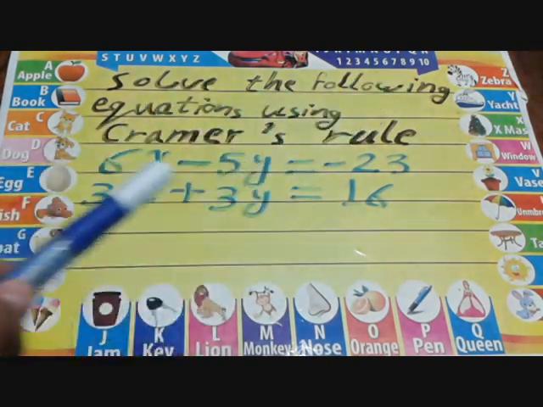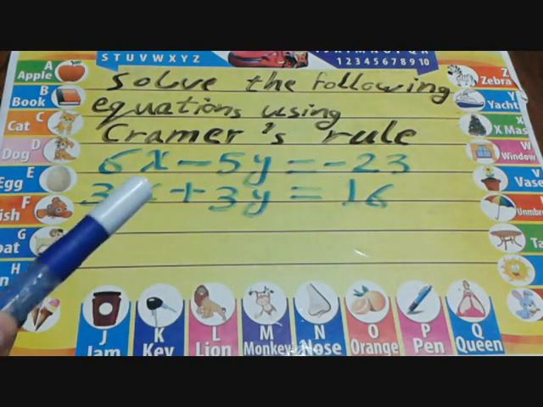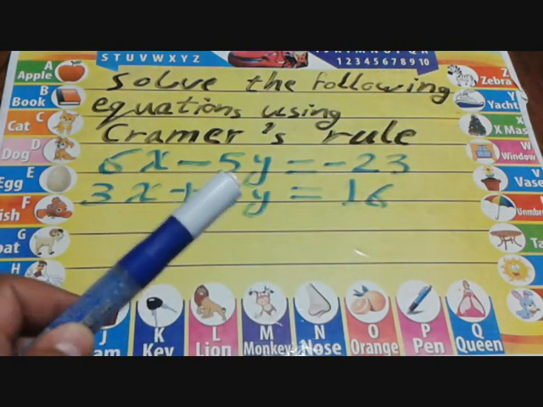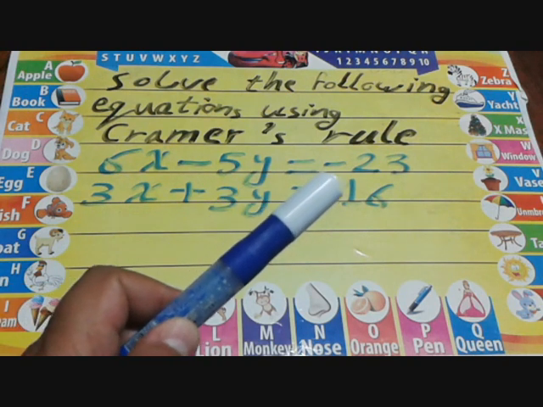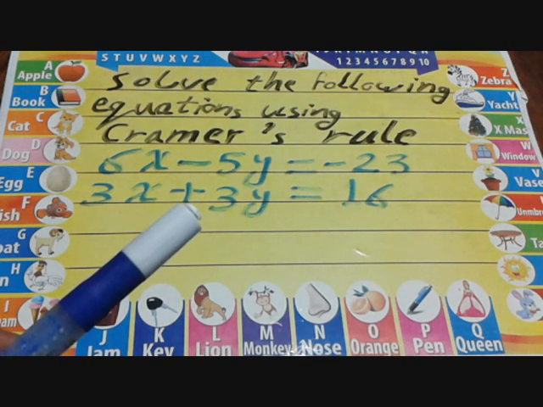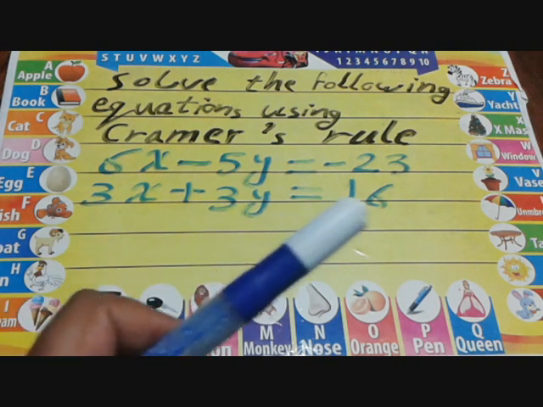Solve the following equations using Cramer's rule. 6x minus 5y equals negative 23. 3x plus 3y equals 16.